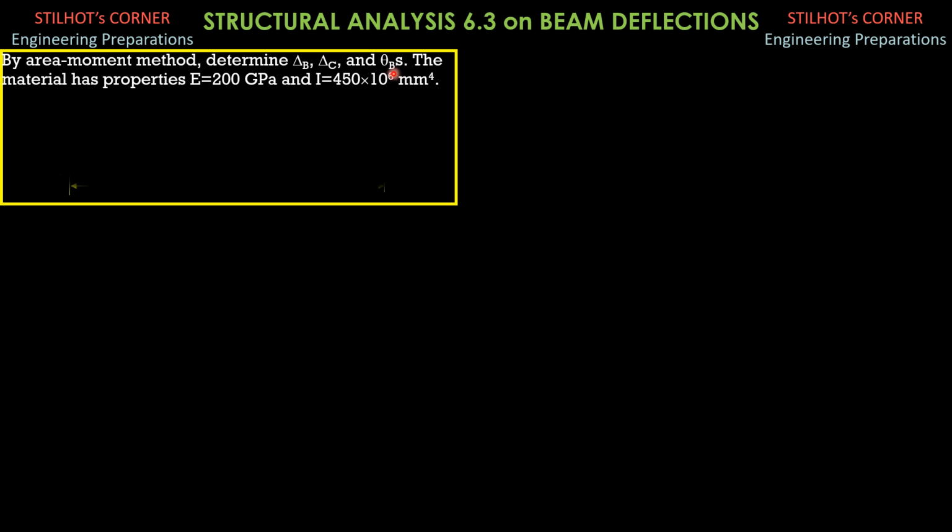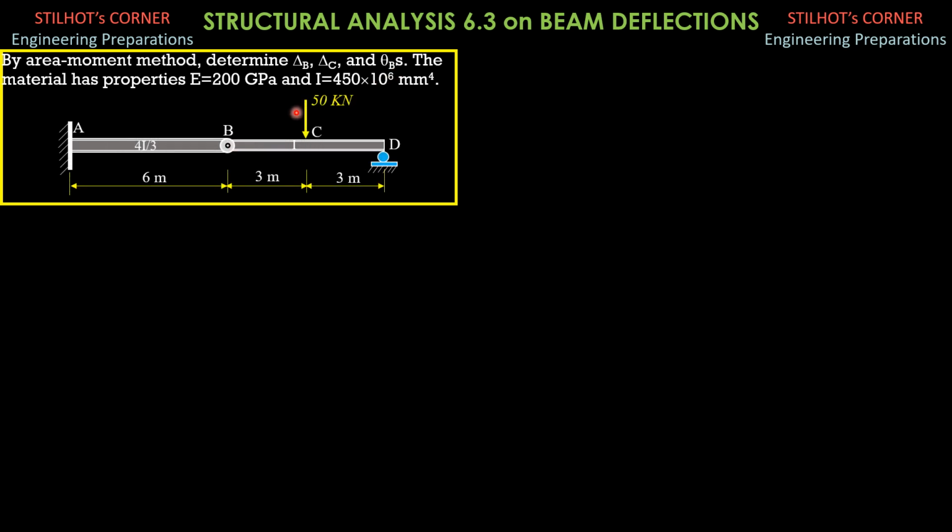So for this case, because B is a hinge, the slope just to the left and just to the right will be different. The material properties are E 200 gigapascals and moment of inertia 450 times 10 to the 6 mm to the fourth. Since there is an interhinge and the moment of inertia here is 4/3 of I, here it's I, that's the value of I.